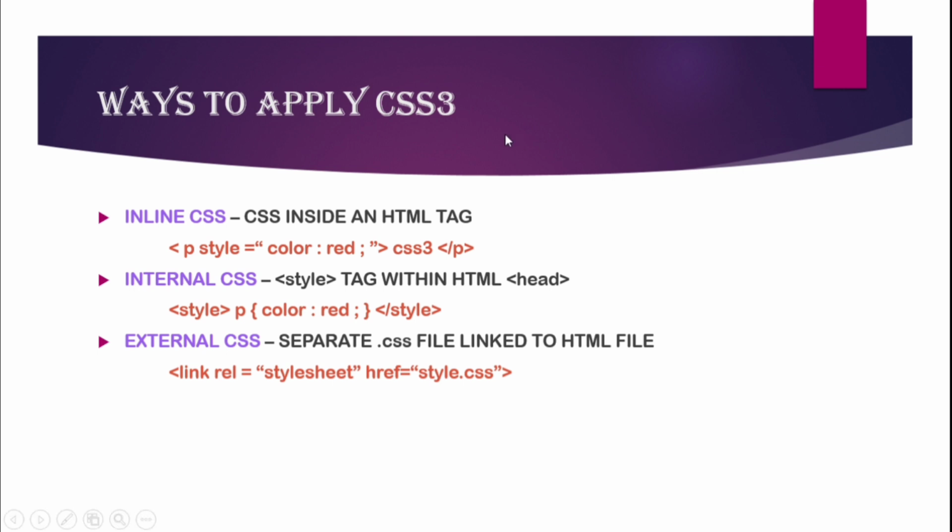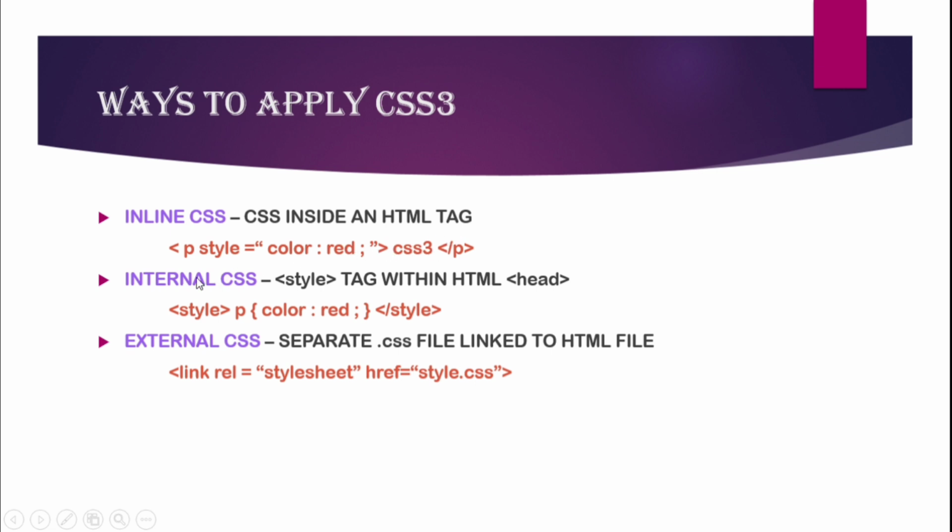Then we can see different ways to apply CSS. How we can apply CSS to our HTML page in different ways. First one is the inline CSS. So what is this inline CSS? CSS inside an HTML tag is nothing but the inline CSS. So P is the paragraph tag, right? For the paragraph tag, I'm directly applying the style here. So I'm adding style equal to, and I'm changing color equal to red. This is nothing but the inline style that we add directly to any particular HTML element that we want.